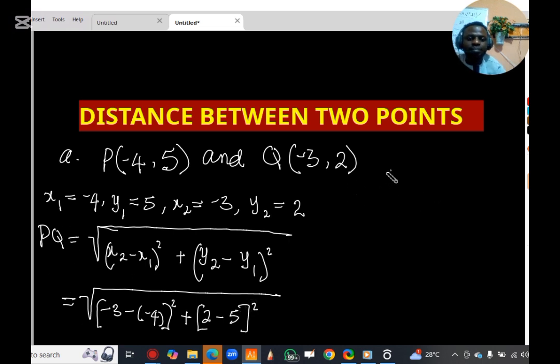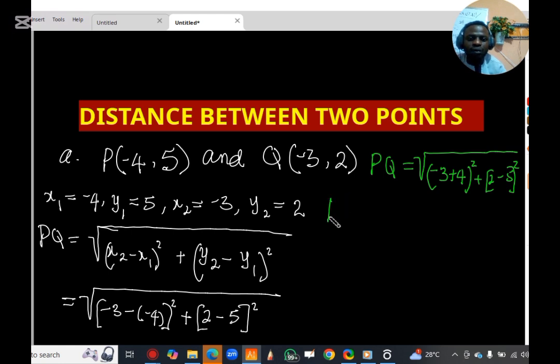Simplifying, we have that PQ equals minus 3, then plus, this will give us plus 4, all squared, plus, are we correct? Yes, it's correct, plus 2 minus 5 all squared. Please always let your solving be at the same level to make your work neat.